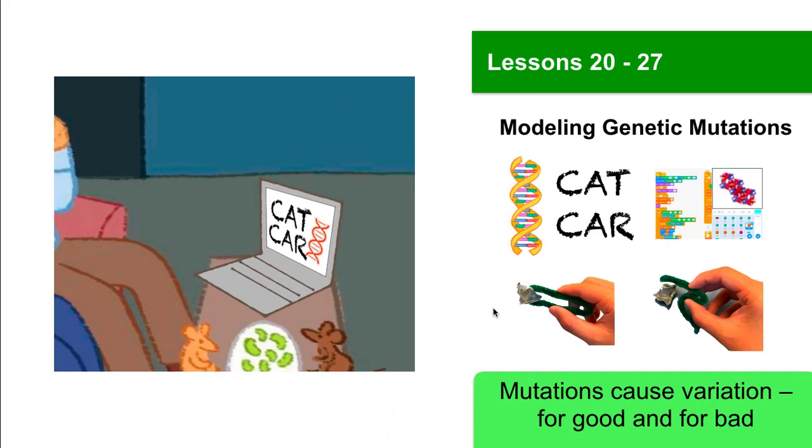Then it's time to model genetic mutations using a really wide range of modalities: words and pipe cleaners, DNA diagrams, and scratch coding in the computer. These variations might help an organism succeed or change it in a way that leads to its downfall.